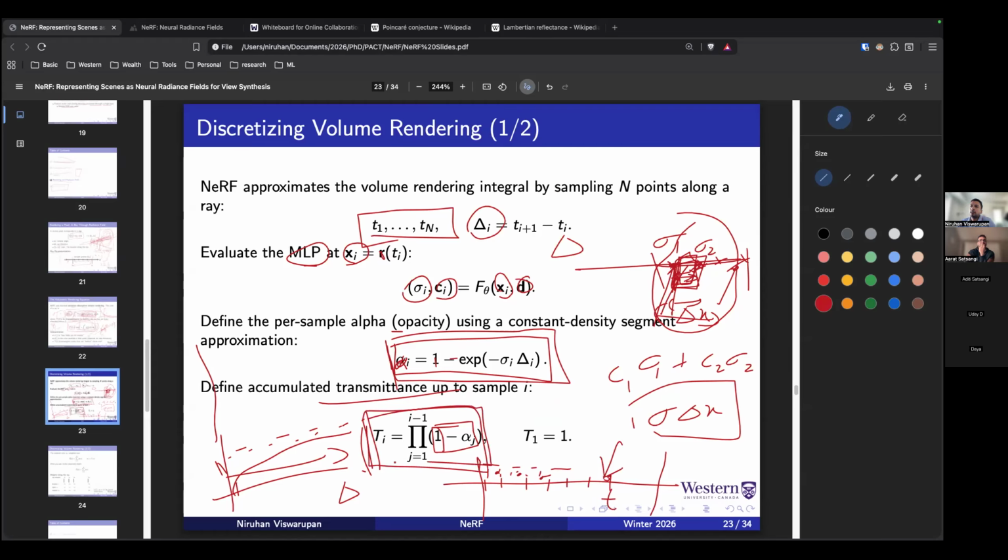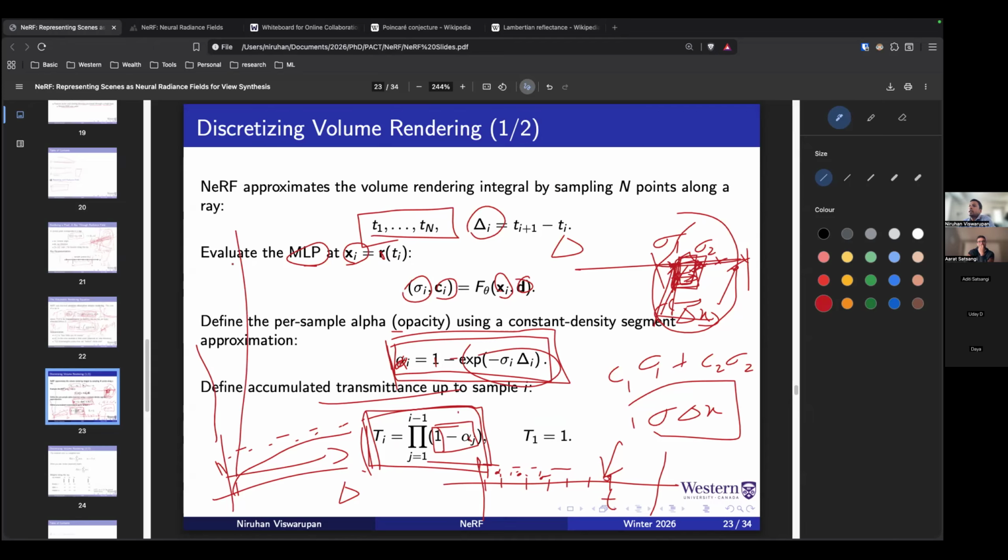Any questions? Yeah, just one thing. If you just directly substitute alpha i inside the Ti equation, wouldn't that just cancel out the 1 minus, and you're left with the exponent term? Yes, I think you're right. You can just substitute this into this, and it will be just a multiplication of these exponential terms. You're right.